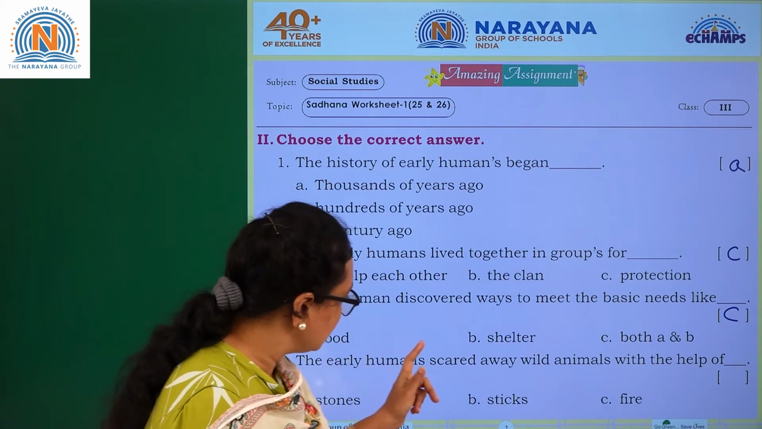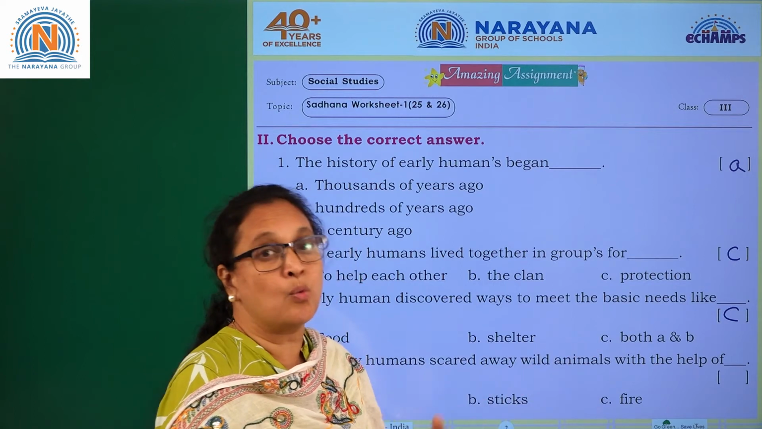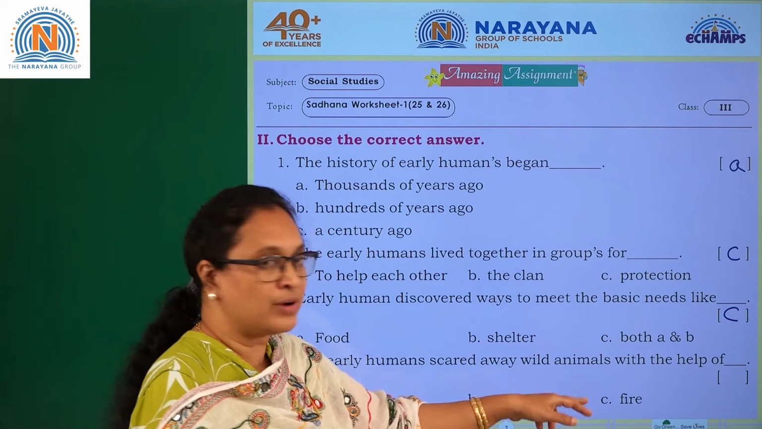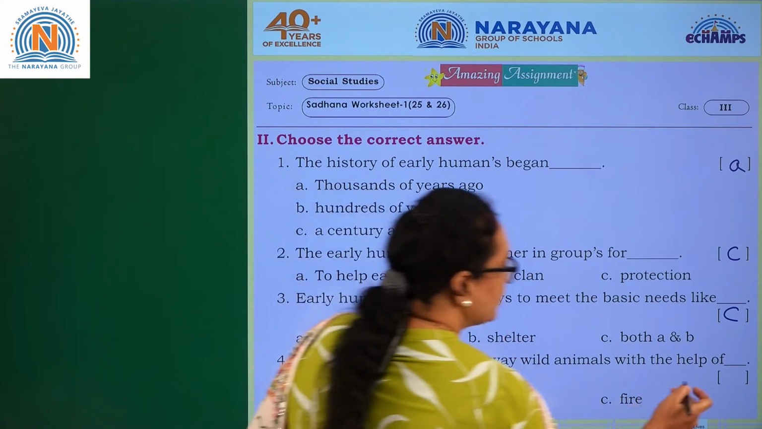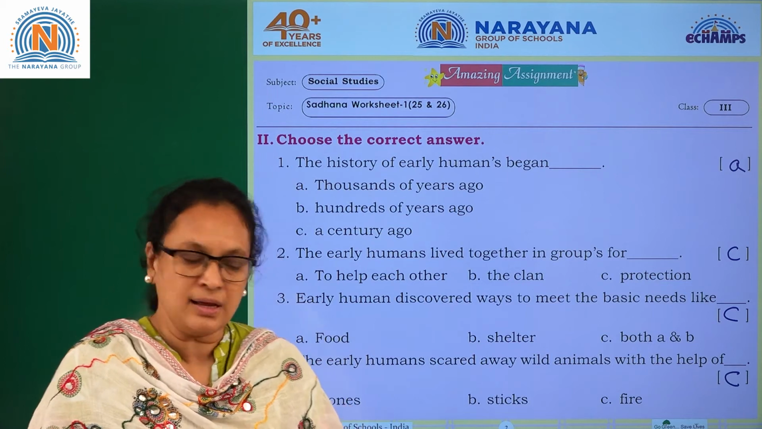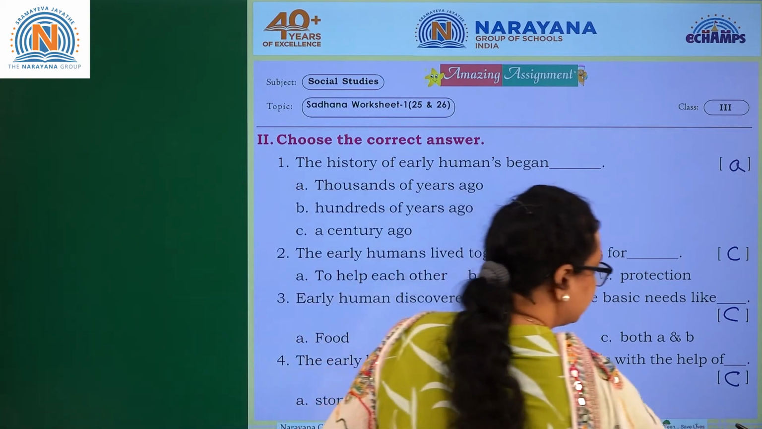The early humans scared away the wild animals with the help of what? With the help of fire. Here, stones, sticks and fire. The answer goes for C option. C is the answer. Is it clear? Let's go for the next slide.